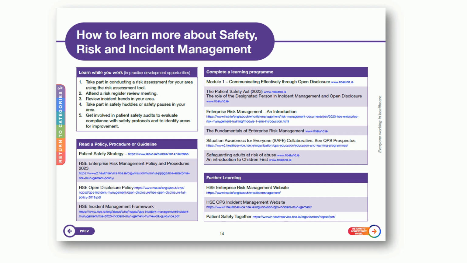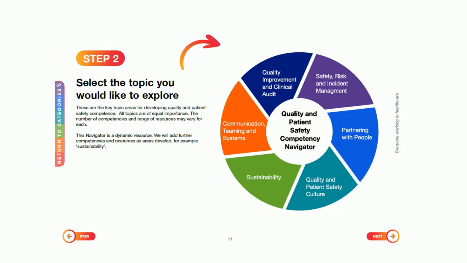So once you've finished looking at this topic, you can return to the competency wheel by selecting the button on the bottom. We are now back at the competency wheel, where you can select another topic to explore, or by selecting the button to the left, you can return to the role categories and explore a different role.